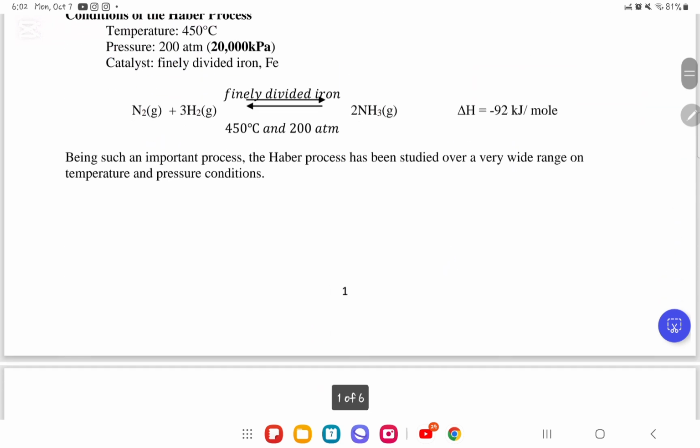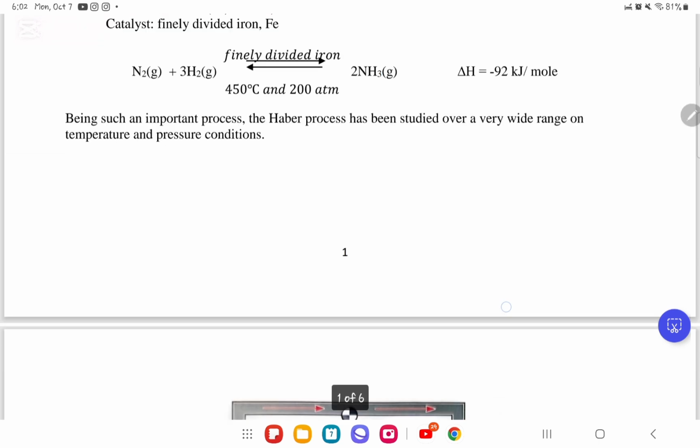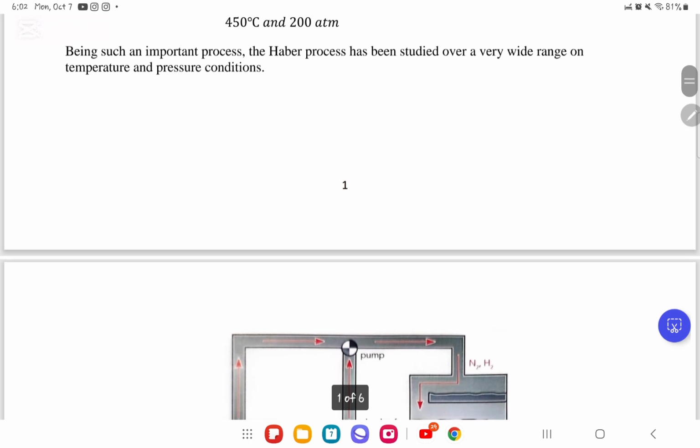So this is what our reaction is going to look like. We have N2 gas plus 3H2 gas will give us 2NH3, and delta H is negative. If delta H is less than 0, we say it is exothermic. So the Haber process is an exothermic reaction with the catalyst being finely divided iron and the conditions of 450 degrees Celsius and 200 atmospheric pressure. Now, being such an important process, the Haber process has been studied over a very wide range of temperature and pressure conditions.